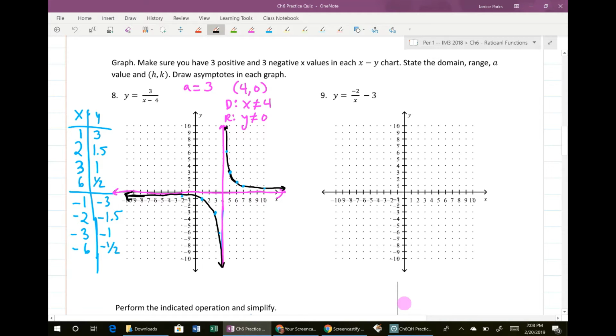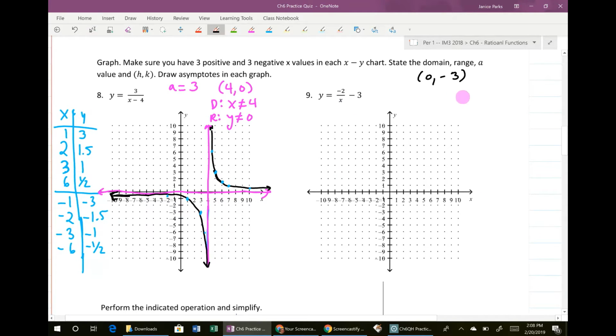To continue on the quiz review for chapter 6, I'm going to go ahead and do number 9. So the HK values for number 9 are 0, -3. The h is 0 because there's no number in the denominator with the x. So that means that the domain is x cannot equal 0. It could be anything else. And the range, y cannot equal -3, but it could be anything else.